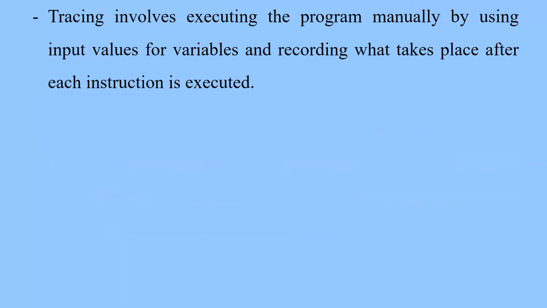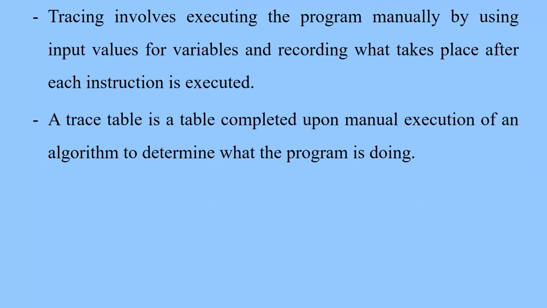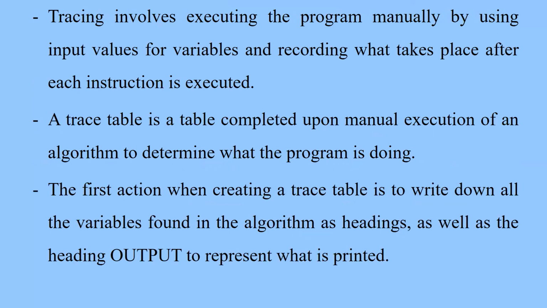Tracing involves executing the program manually by using input values or variables and recording what takes place after each instruction is executed. A trace table is a table completed upon manual execution of an algorithm to determine what the program is doing. The first action when creating a trace table is to write down all the variables found in an algorithm as headings, as well as a heading output to represent what is printed.